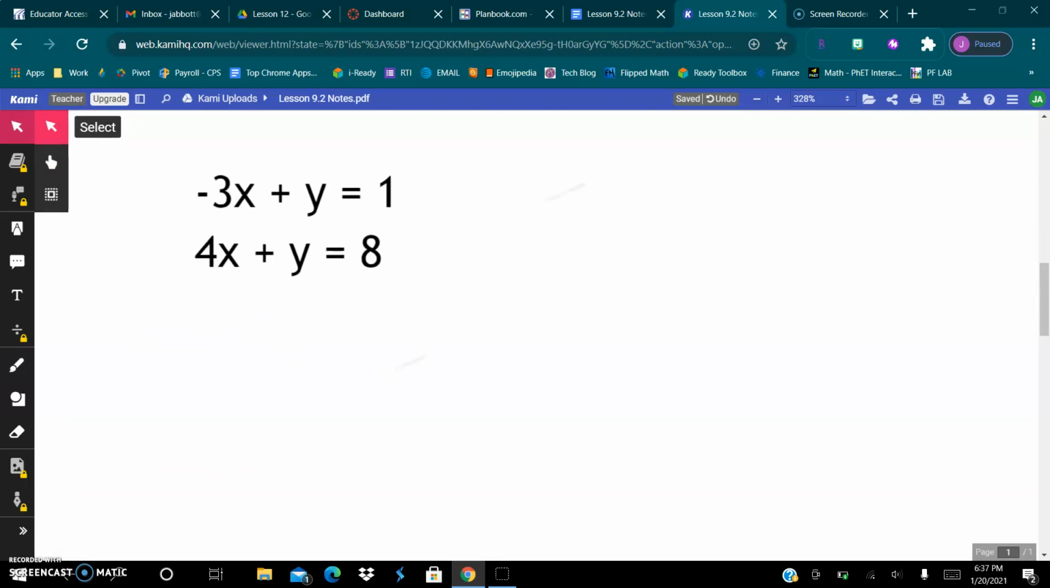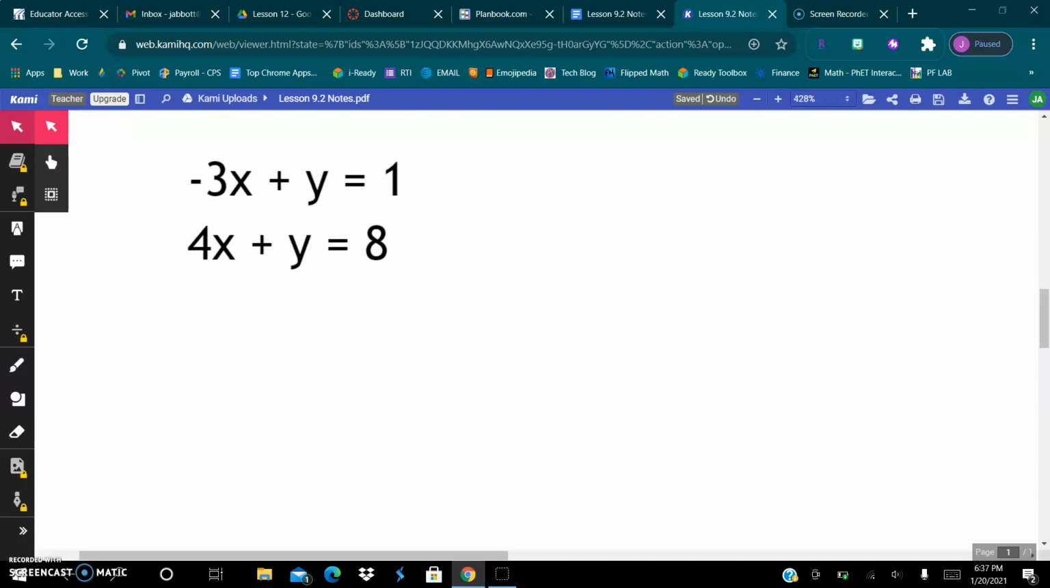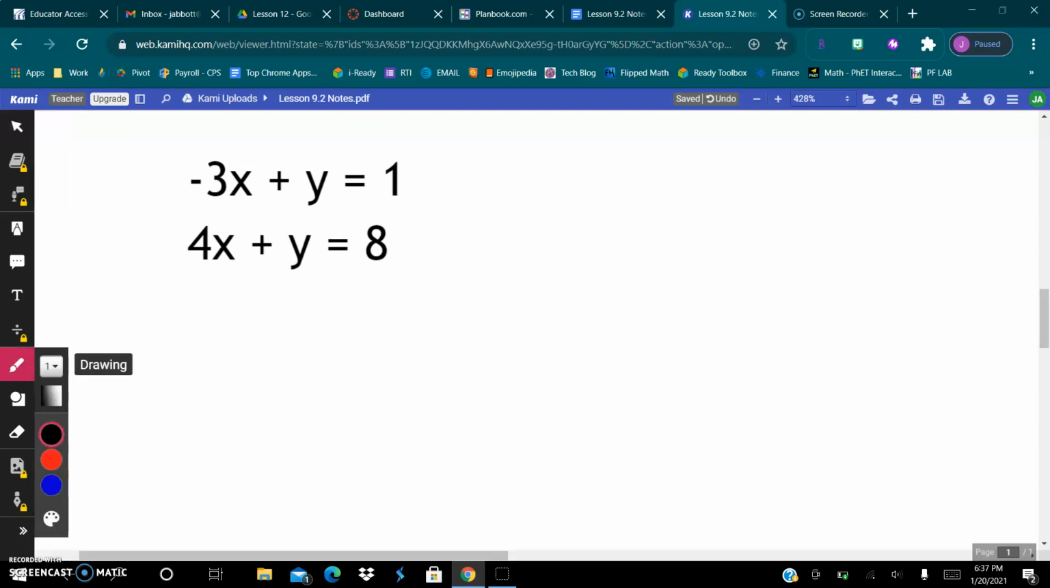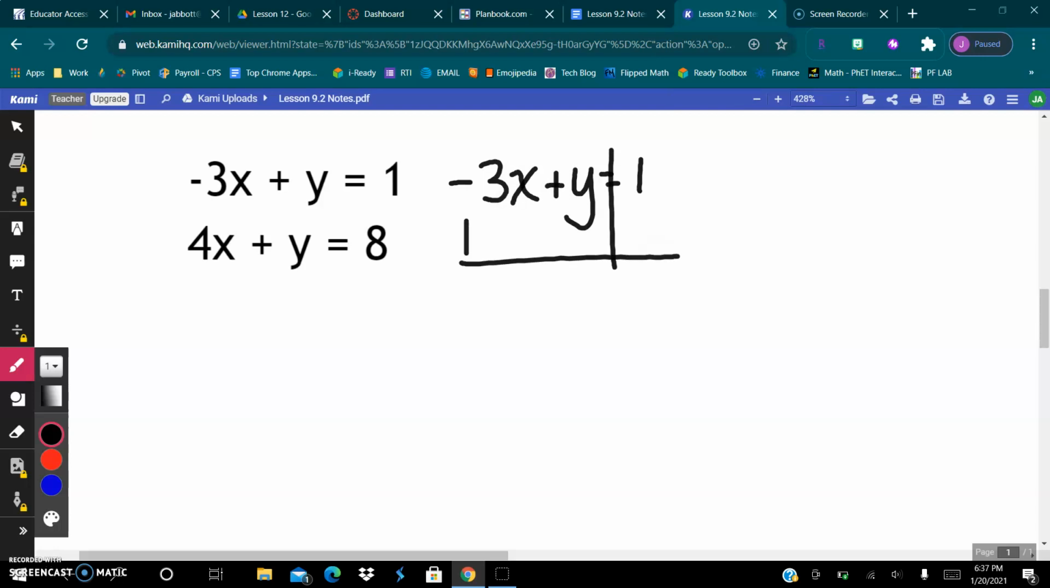All right, now this one, neither one is solved for y, so I have to pick one of the equations and solve it for y. I'm just going to pick the top one since both are y's without a coefficient, so it does not matter. So I'm going to do the top one. I'm just going to rewrite it over here so I can show my work. I'm going to add 3x to both sides. So y equals 1 plus 3x. And that was step 1.